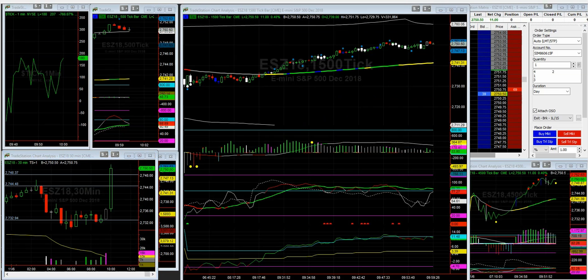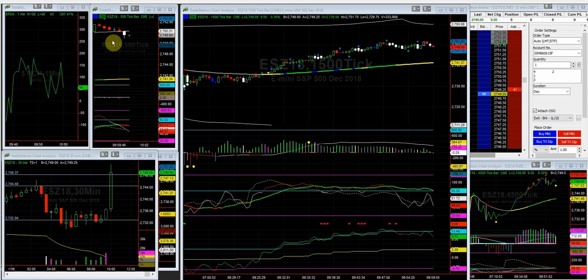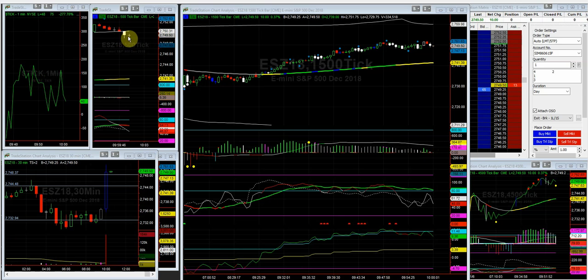But remember, we're just looking to get 2 or 3 or 4 high probability good trades in the day, and we'll clearly be able to satisfactorily meet our trade objective for the day. Here's the 500 tick bar chart, and we see that shows a little bit of weakness coming down.